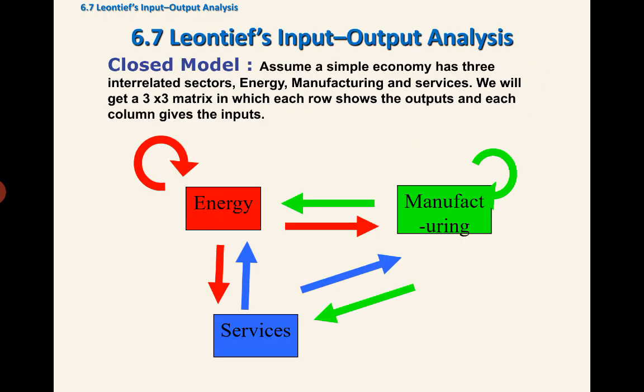Closed model. Assume that a simple economy consists of three sectors: energy, manufacturing, and services. A closed model has been shown here. The energy sector takes input from manufacturing and services, and it also takes some part of its own production as its own input. This works for every sector here. This is a closed model.